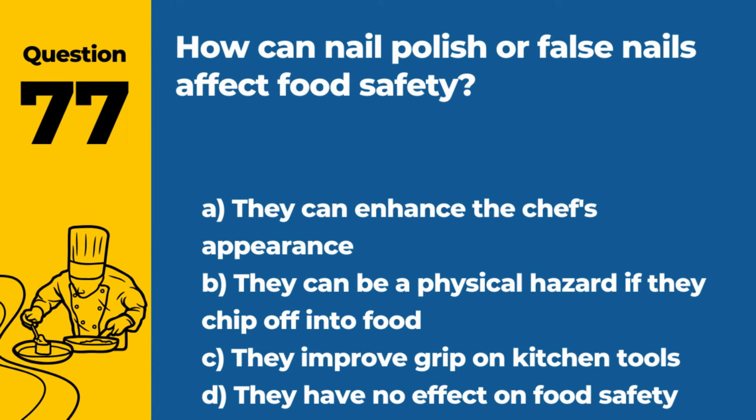Question 77. How can nail polish or false nails affect food safety? A. They can enhance the chef's appearance. B. They can be a physical hazard if they chip off into food. C. They improve grip on kitchen tools. D. They have no effect on food safety. Answer. B. They can be a physical hazard if they chip off into food. Nail polish or false nails can affect food safety as they can be a physical hazard if they chip off into the food, posing a risk of contamination.